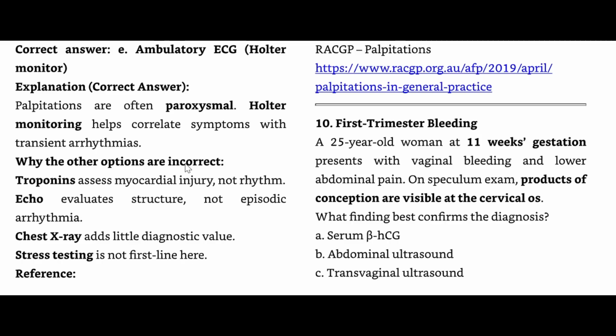Why are the other options incorrect? Troponins assess the myocardial injury, not the rhythm. Echo evaluates the structure, not episodic arrhythmia. Chest X-ray adds little diagnostic value. Stress testing is not the first line.